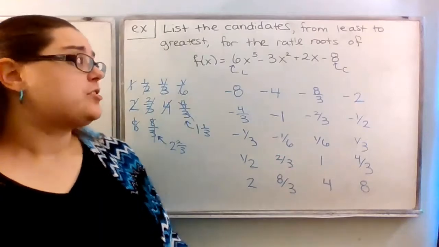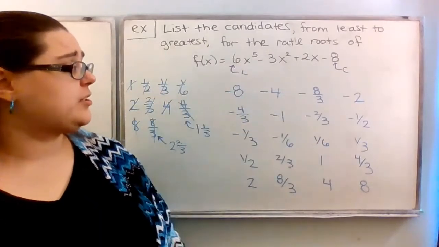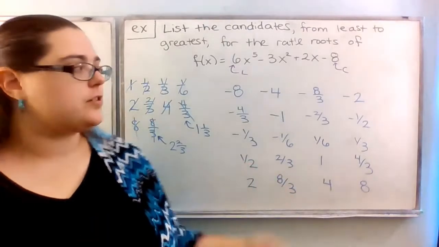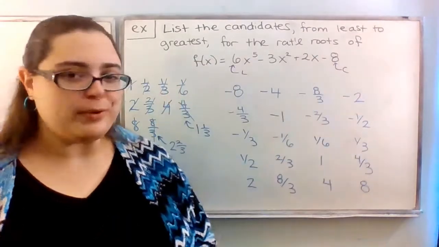So there we go. If we were to list all the candidates from least to greatest for the rational roots, for the possible rational factors of this polynomial, this is where we would get to.